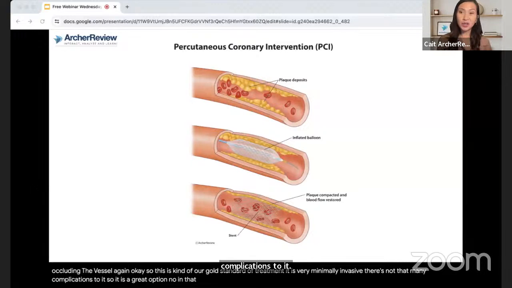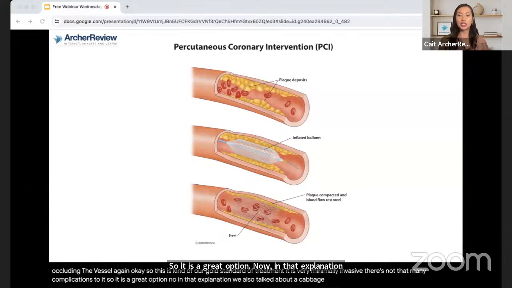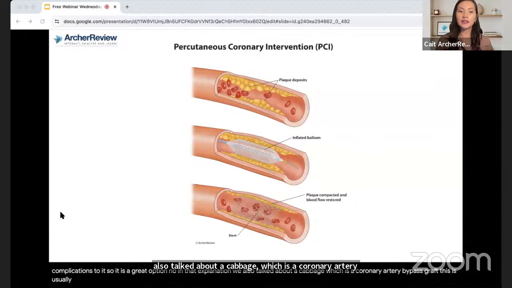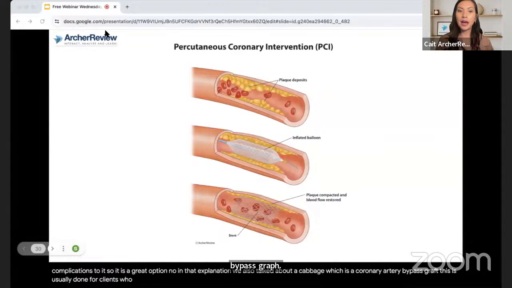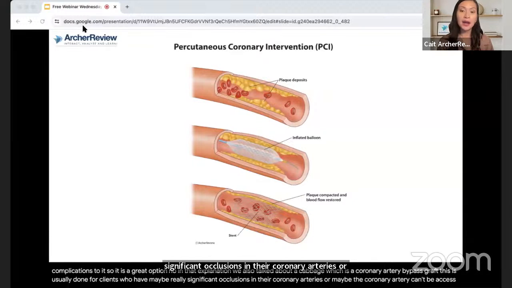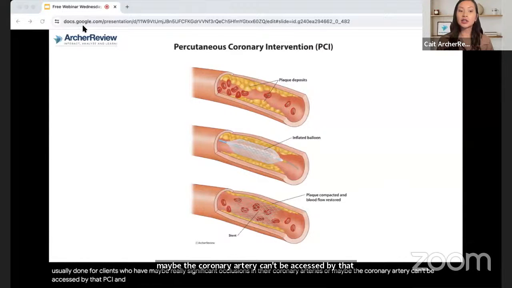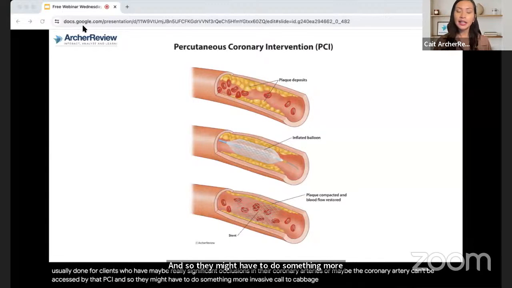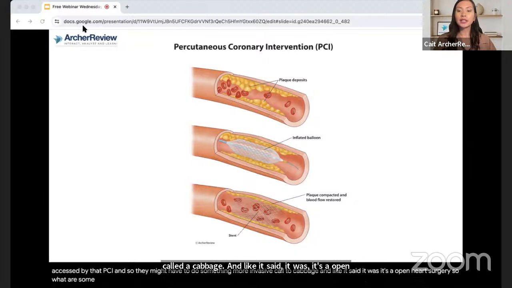Now, in that explanation, we also talked about a CABG, which is a coronary artery bypass graft. This is usually done for clients who have maybe really significant occlusions in their coronary arteries, or maybe the coronary artery can't be accessed by that PCI. And so they might have to do something more invasive called a CABG. And like it said, it's an open heart surgery. So what are some complications that might occur with CABGs?